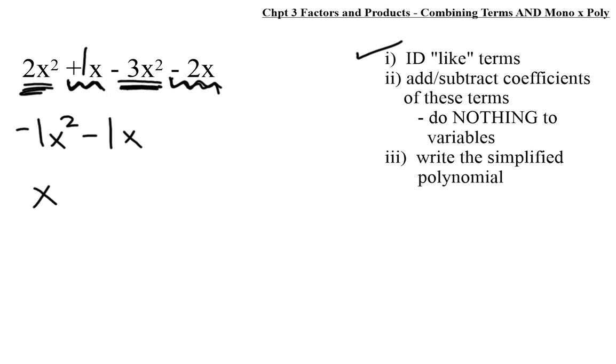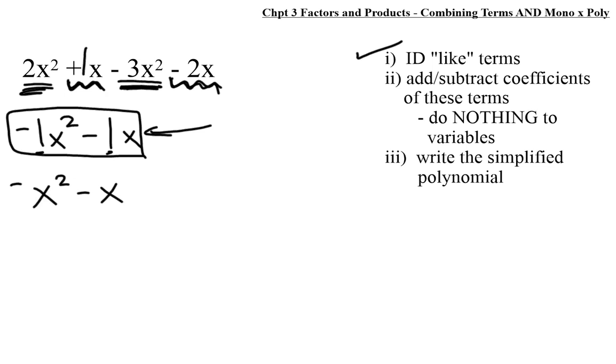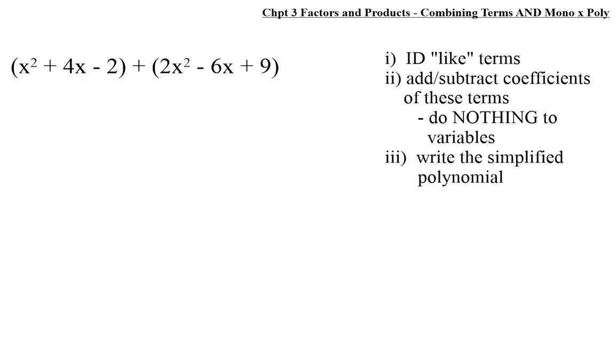Best way to write this, we don't need the coefficients of 1. Short answer, I would accept this, but a better way to write it would be to drop the coefficients of 1. They're really not necessary. They're assumed to be there. There's your simplified form.